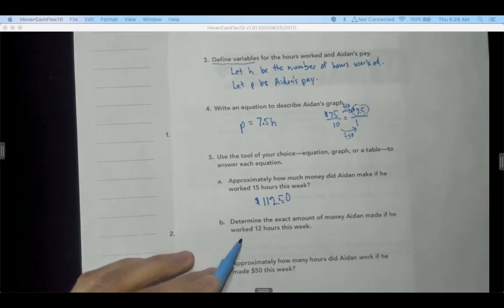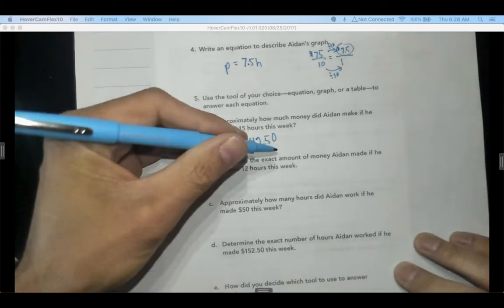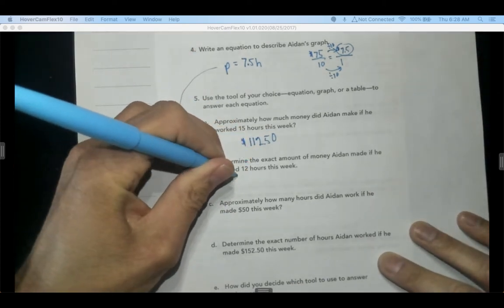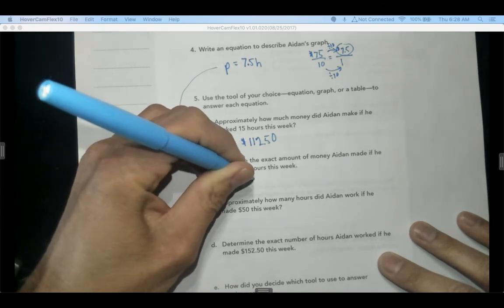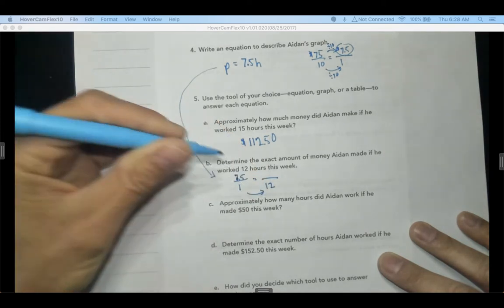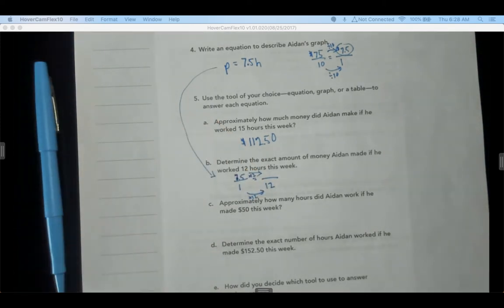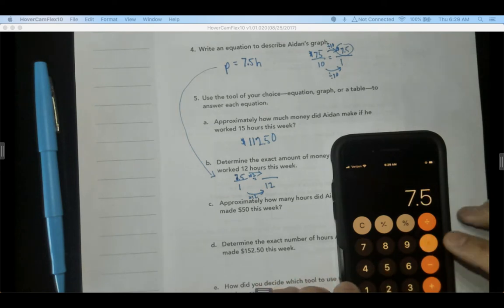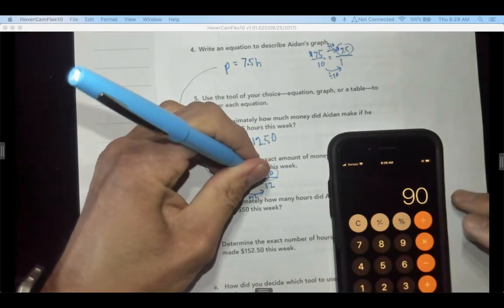Determine the exact amount of money Aiden made if he worked 12 hours this week. Well, to get the exact one, I would kind of want to use the equation, but I'm going to kind of think about it as maybe the table as well. If it was $7.50 for 1 hour, I would want to scale it up to 12 hours. So it times both sides by 12. I take out my calculator on my phone, and I take $7.50 and I times it by 12 hours to get $90. Okay.